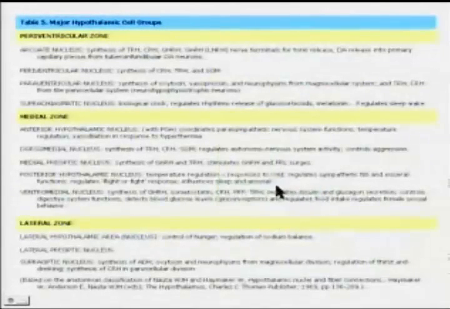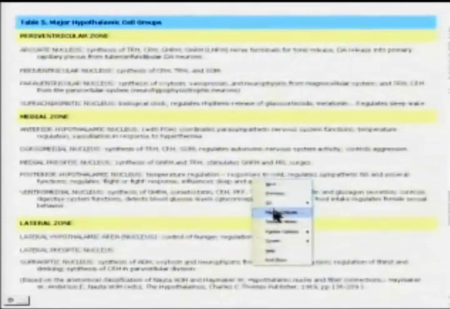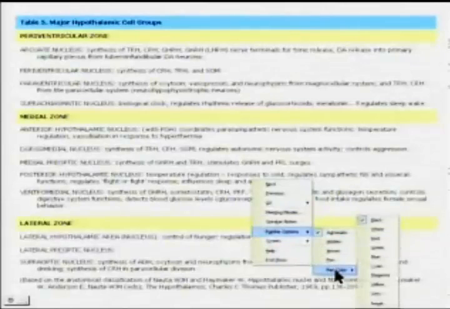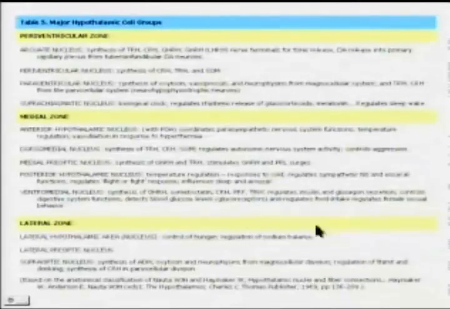So now I'm going to change my pointer to the arrow. I'm sorry, I can't read that. I'll try to keep the arrow active so it doesn't disappear.